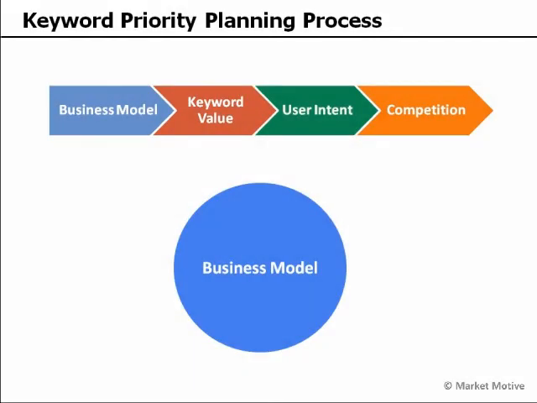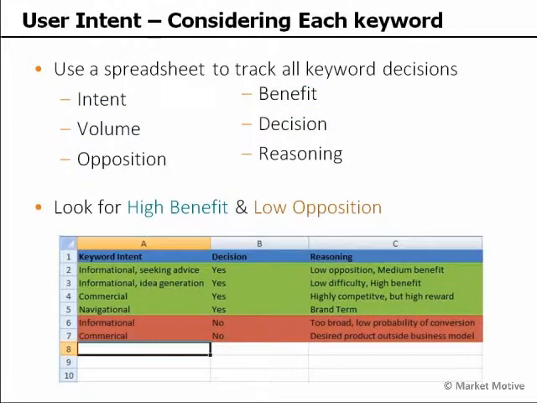So we can definitely see why understanding the business model is at the heart of the keyword priority planning process. We're looking at our keyword value and keyword benefit. Next, we're going to look at the user intent and how that applies to our business model, to the things that we're trying to sell. And we're going to be saving all of this information in a spreadsheet. This is where we're going to record the intent of the keywords, the volume of the keywords, the reasoning, the notes on why we may or may not be using a certain keyword, but what we're ultimately looking for is low opposition and high benefit.